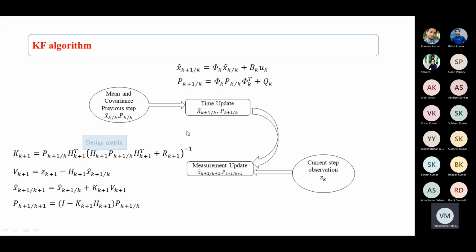We know Hk is the design matrix. We know the Rk is a covariance matrix of measurement noise. Vk is actually the innovation vector. These are the crucial terms: innovation vector and Kalman gain in case of Kalman filter. Hk plus 1 is the observation matrix. Is again design matrix. Xk plus 1 by k a priori estimate of the state vector. This one.